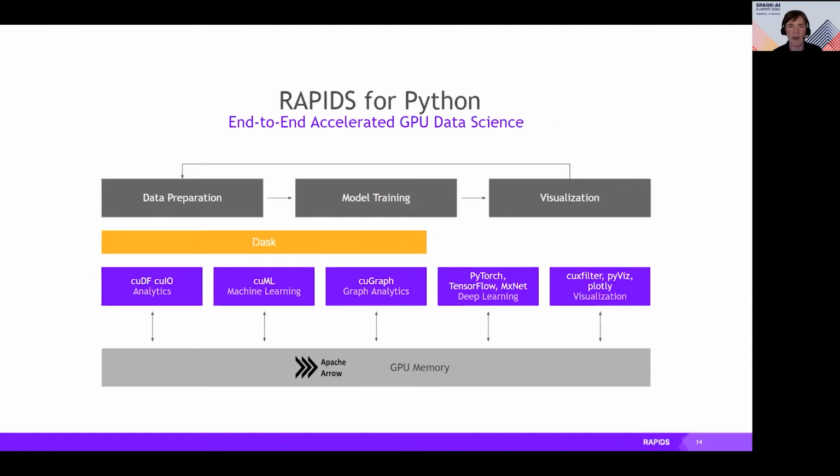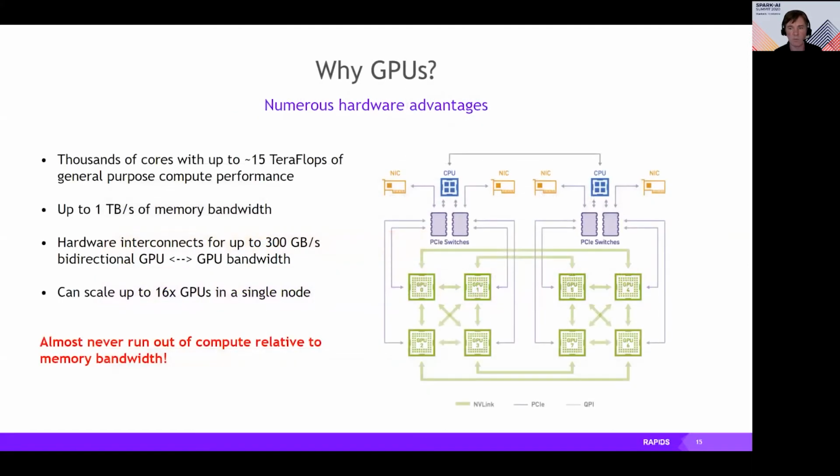So instead of using Pandas for ETL, now you'll use cuDF for ETL. Instead of using scikit-learn for machine learning, now you use cuML, but you have the same APIs that you're familiar with. It just goes much, much faster because everything is in GPU memory, all integrated with a common format based on Apache Arrow. Why do we care about moving data science onto the GPU?